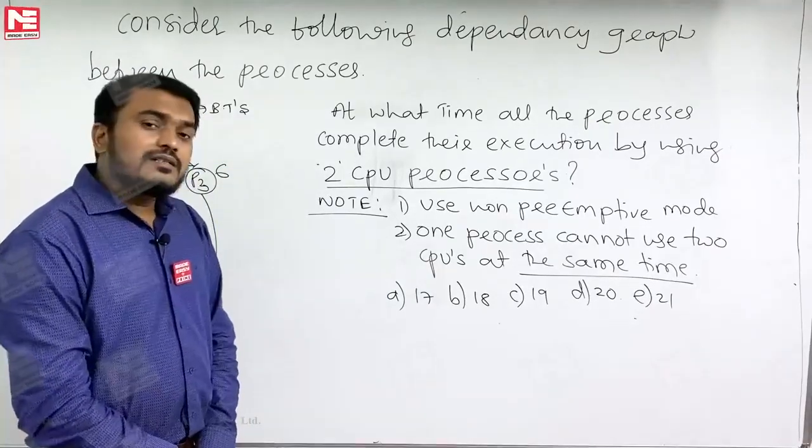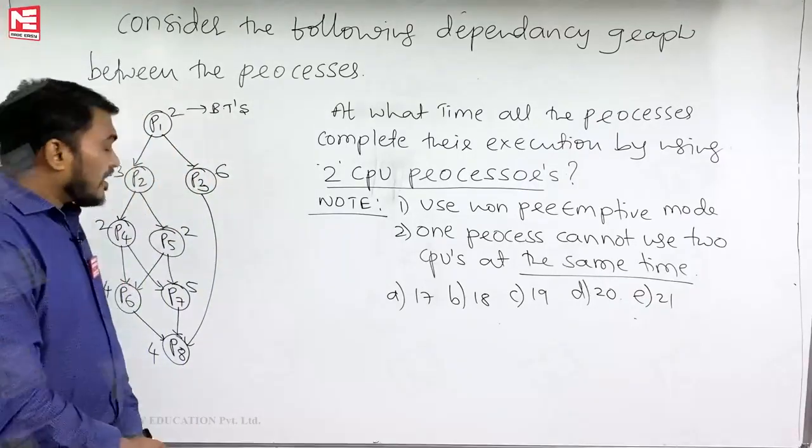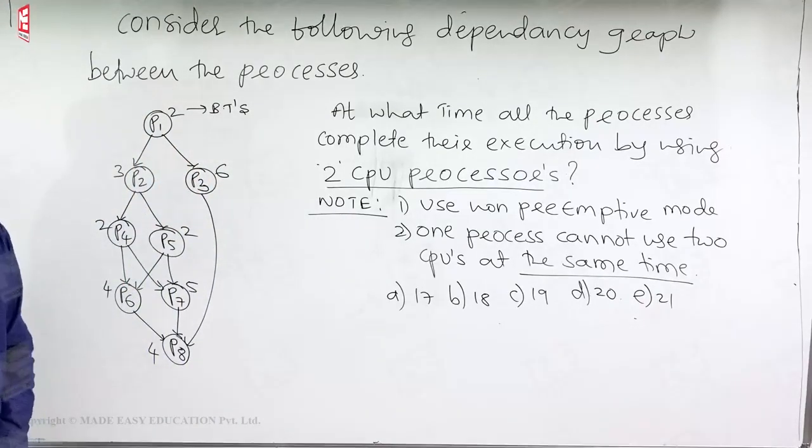Now remember, what is not given in the question? First point, arrival times are not given. Remember, if the arrival times are not given, assume them as 0.